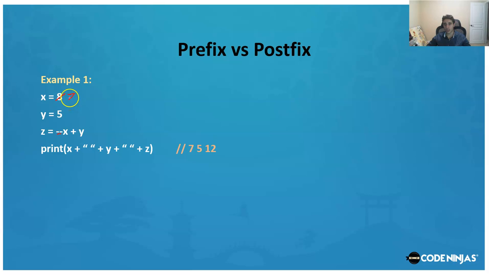So now we're going to add 7 to 5. 7 plus 5 is 12. So z equals 12. x is 7 now because of this operation. y is still 5. And z is 12. So we print 7, 5, 12.